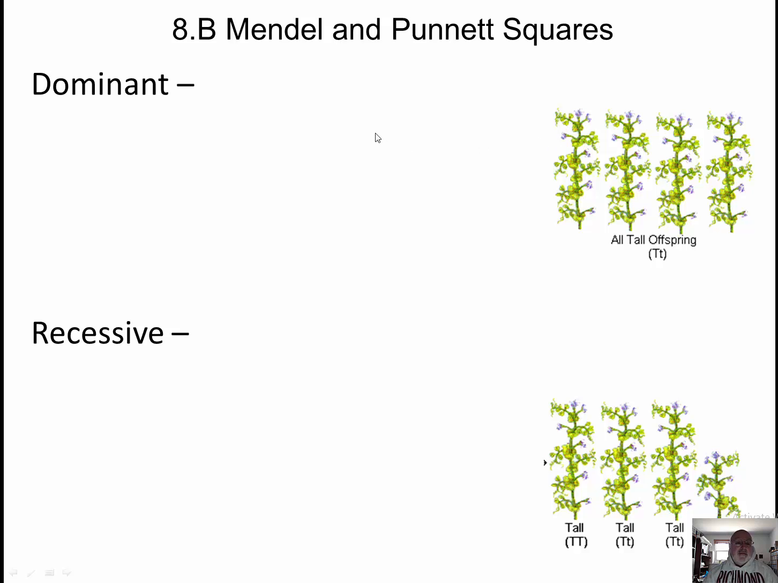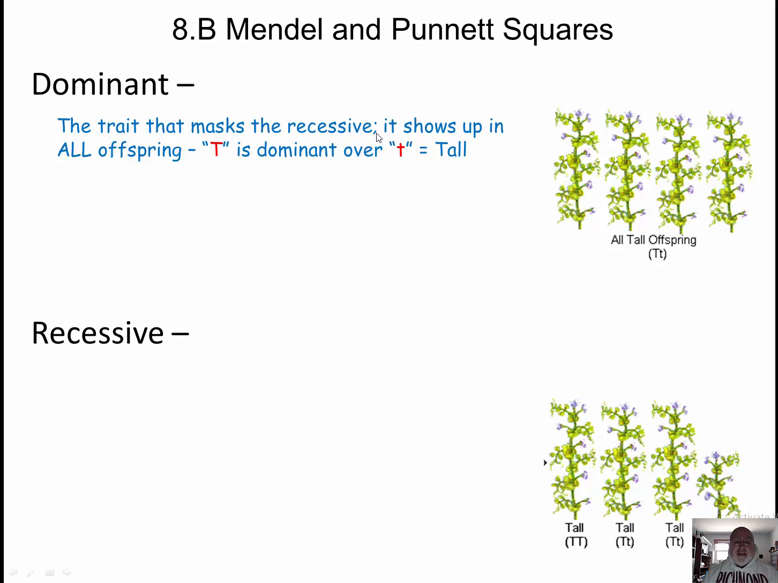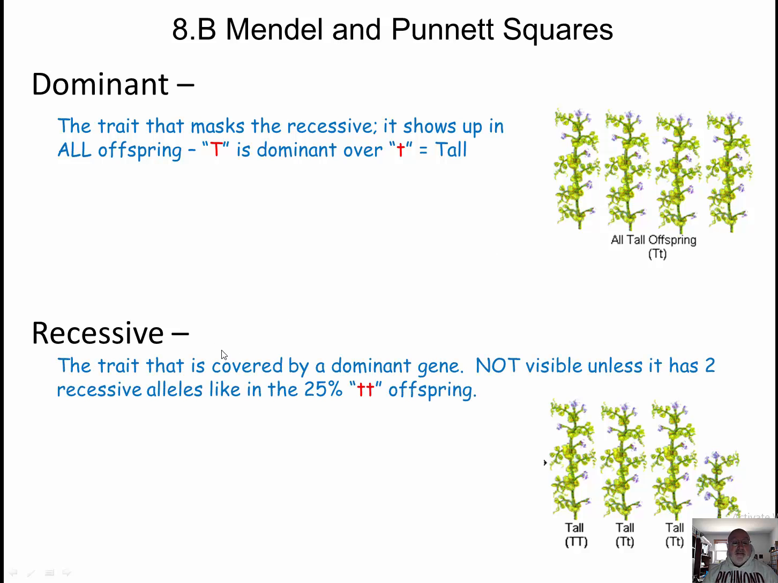So let's talk about dominant and recessive. Dominant traits mask over the recessive. So when we have the big T and the little t, the dominant one is what shows up. So they're all going to be tall. Even though these are heterozygous, they have a dominant allele, so they all end up being tall. The recessive trait is covered over by the dominant, and it's only visible if it comes in with both alleles, like this little tt over here, where we get a short plant. So dominant always masks over recessive.